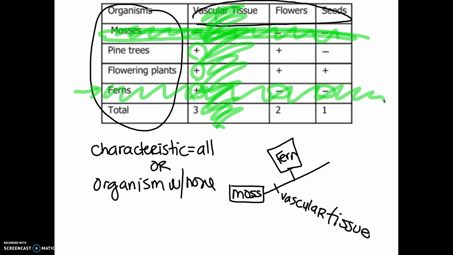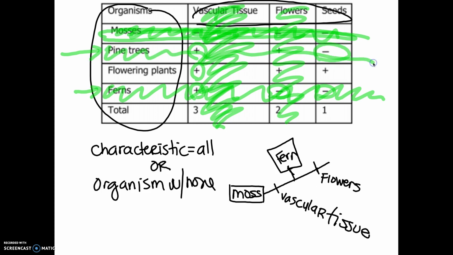Now I'm going to go vertical again. What's the next characteristic that everybody else that's left all has? And that would be flowers. So the next characteristic in my cladogram is flowers. So there's my fern. Now I'm going to cross off the characteristic of flowers. What organism comes next? Going back to my side, look, pine trees. Pine trees does not have anything beyond the characteristic of flowers, and so pine trees go here.